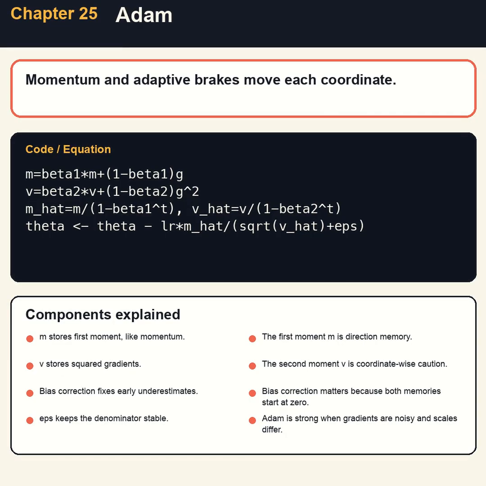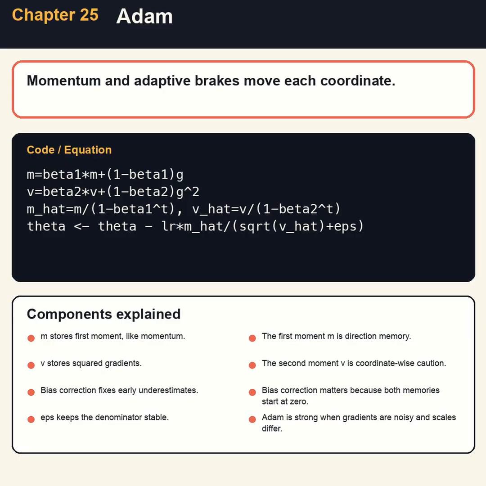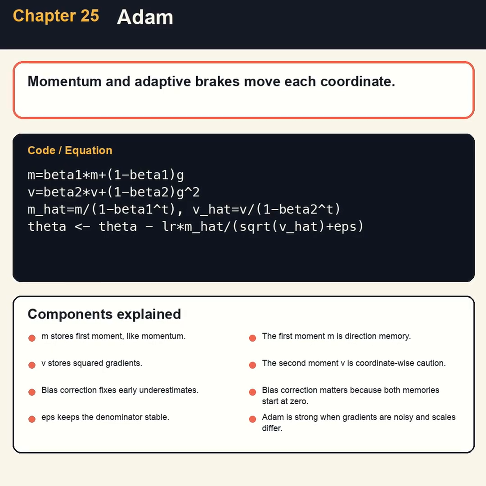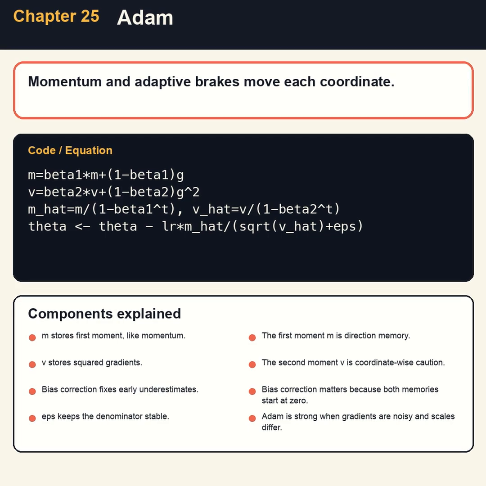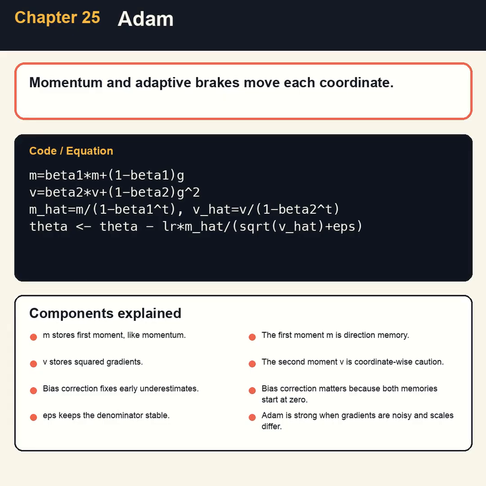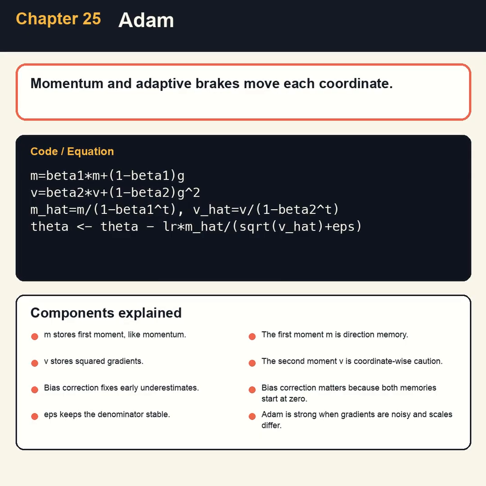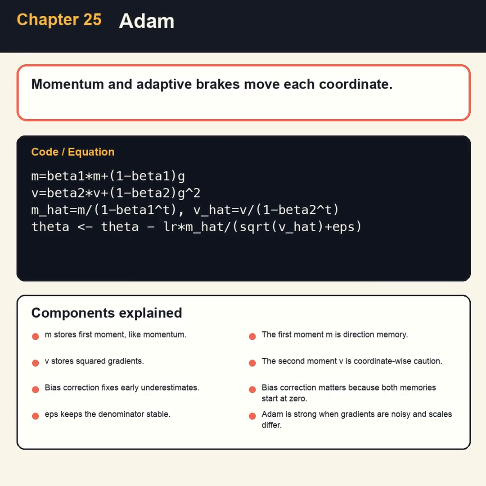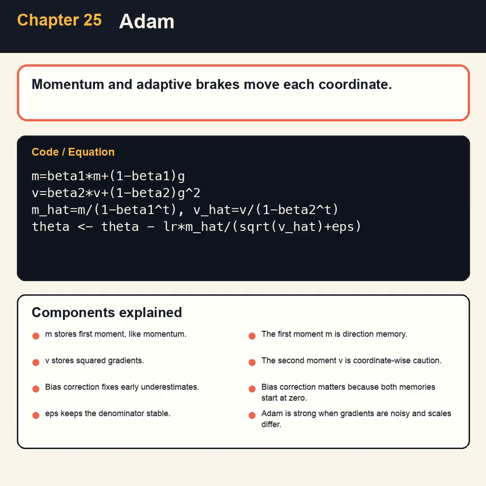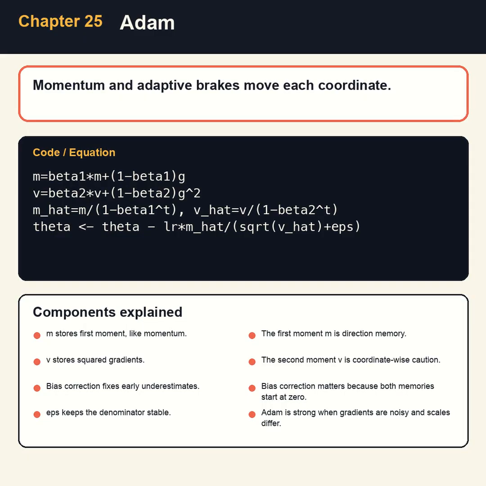ADAM. Real-world analogy. Combine momentum with adaptive brakes, so each coordinate moves with speed, memory, and caution. ADAM tracks the mean gradient and mean squared gradient, corrects their early bias, then normalizes each coordinate's update. ADAM became the default because it fuses two survival skills, momentum and adaptive step sizes. The bias correction is not decoration. Early moment estimates are too small because they begin at 0.